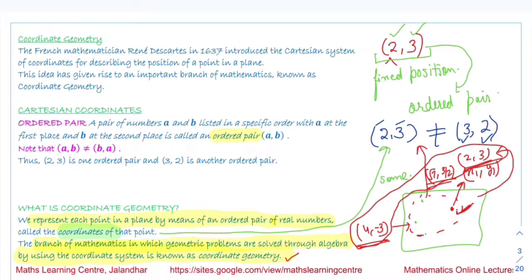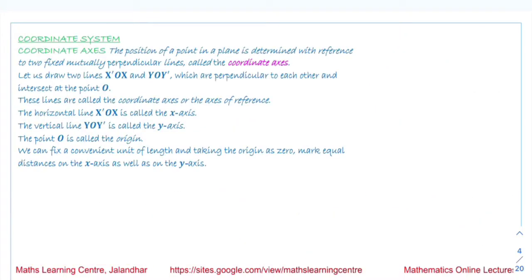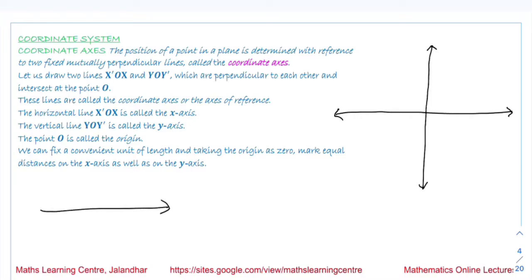So for coordinate geometry, the basic requirement is the coordinate system. The coordinate system consists of two axes. If any plane is given to us, we now have two axes. Previously we have studied how to represent integers on a number line. This point is 0, this is 1, on this side it is minus 1 and so on. On this number line we can represent the integers and the real numbers.